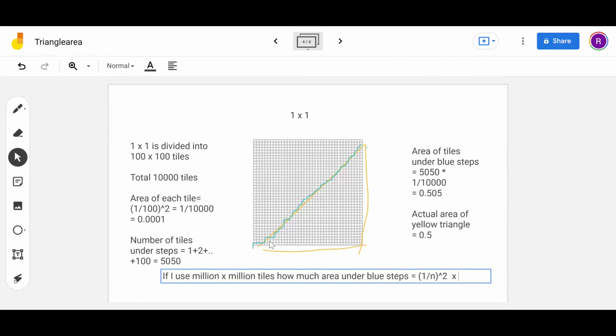How many tiles are there under the blue steps, if this is n by n, then 1 plus 2 plus 3 plus 4 till n. In general, if this is n by n, how many tiles are there under the blue graph? Who wants to say? What is the formula? N times n plus 1 divided by 2, sir. Exactly. So it'll be n times n plus 1 divided by 2.